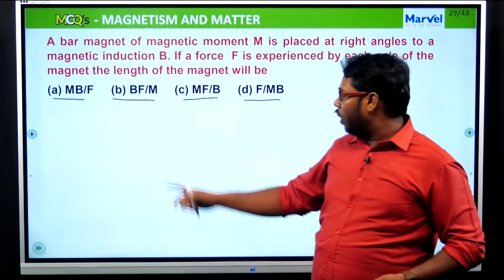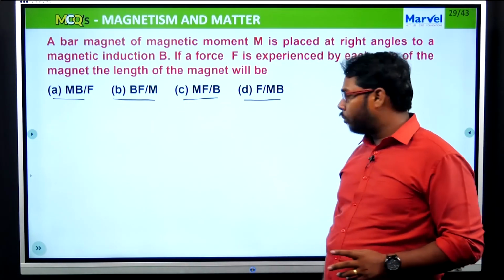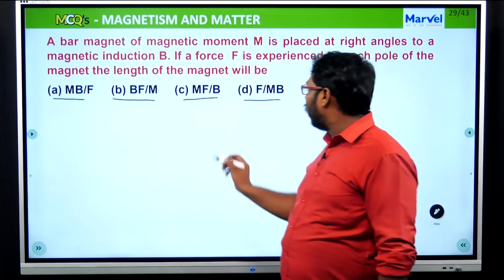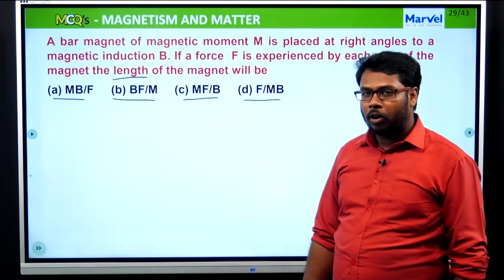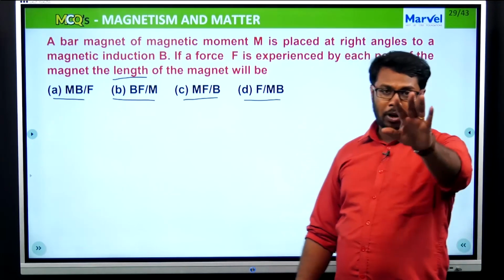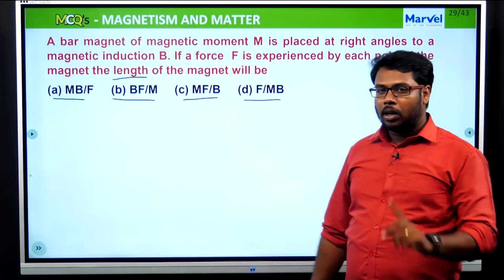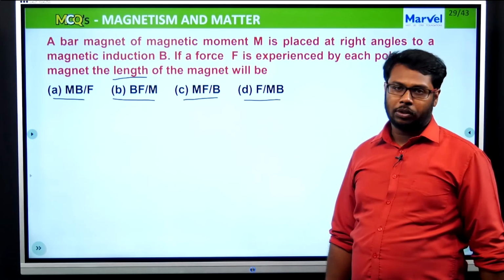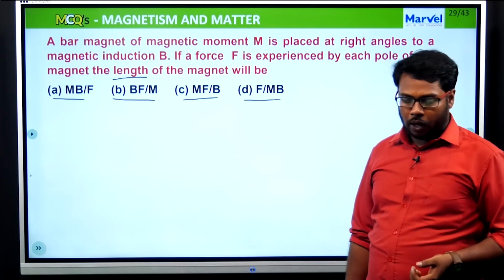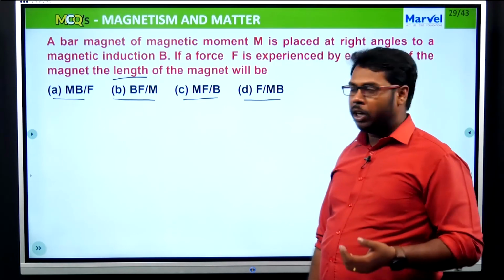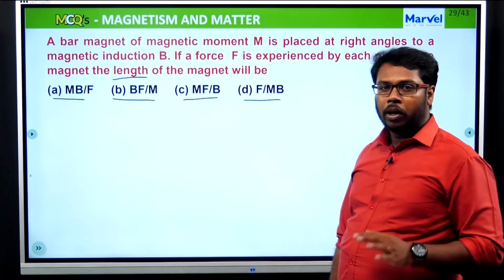Please try to find the dimension of all the four options. The option with the dimension of length is your answer, because I am very sure that all the four options don't have the same dimensions. So definitely this technique will give you the answer. I just leave it to you to try it at home. Right now I will be doing it straight.